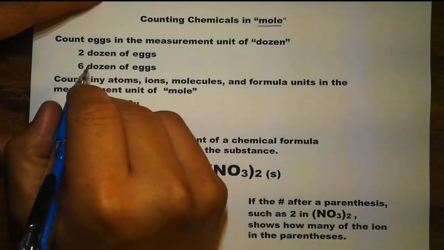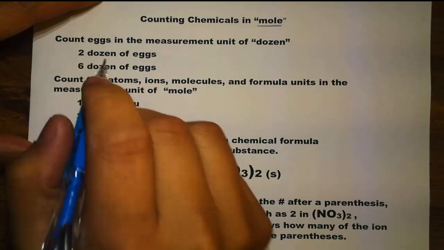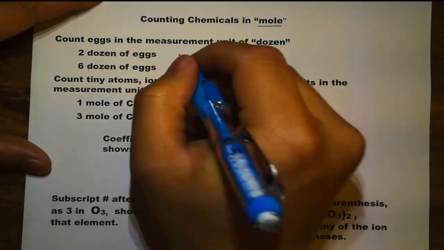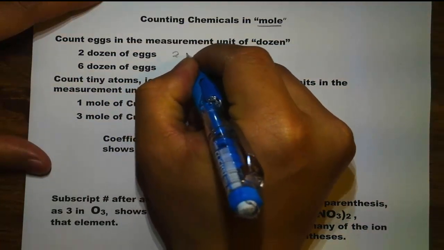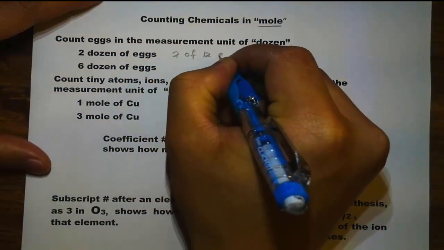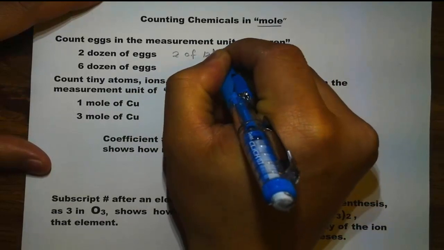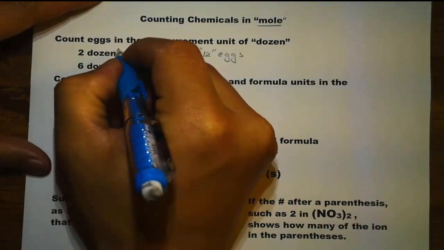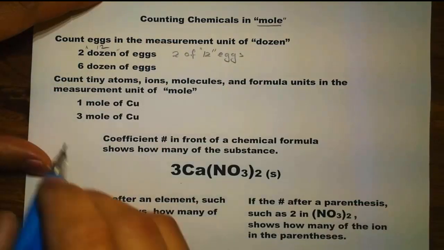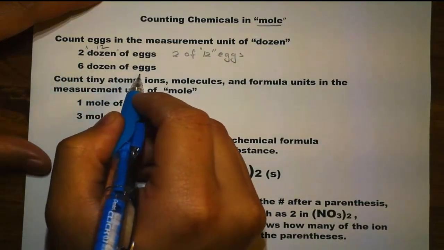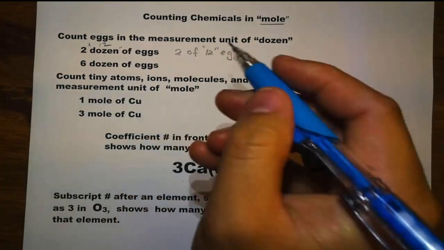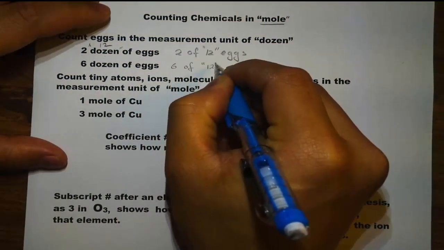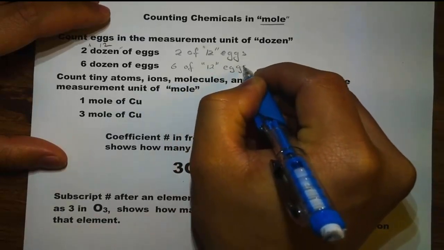So if I want 24 eggs, I would say I want 2 dozen of eggs. That tells you there are 2 of 12 eggs. Okay? Because this 12 represents dozens. And if I want 6 dozen of eggs, what is 6 times 12? Well, in this case, let's rewrite this. 6 of 12 eggs. There you go.